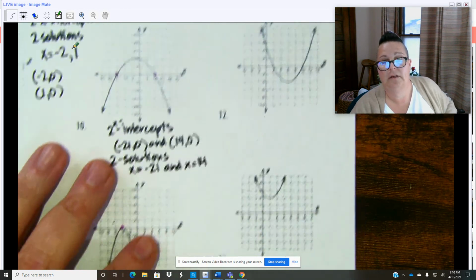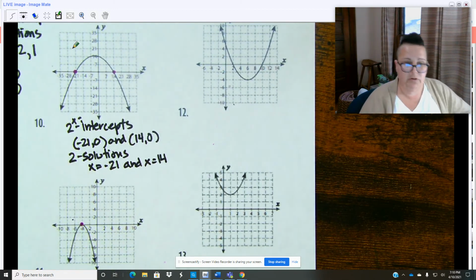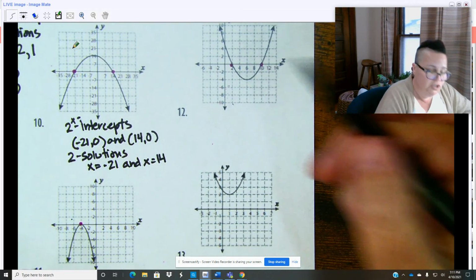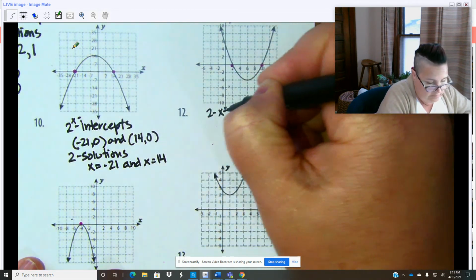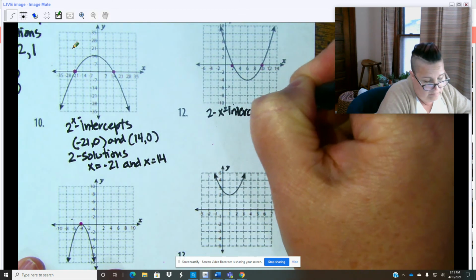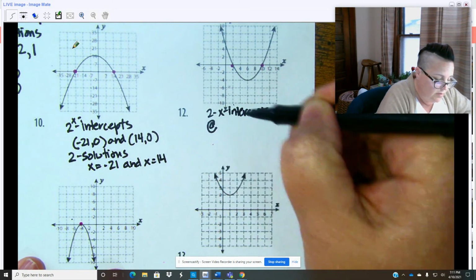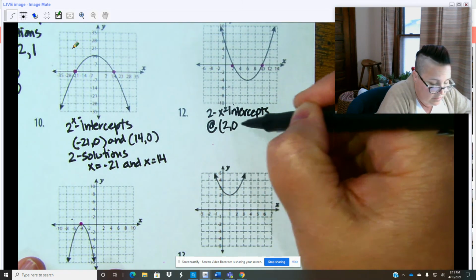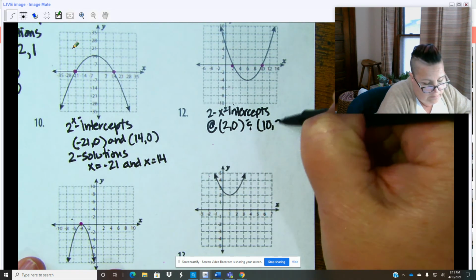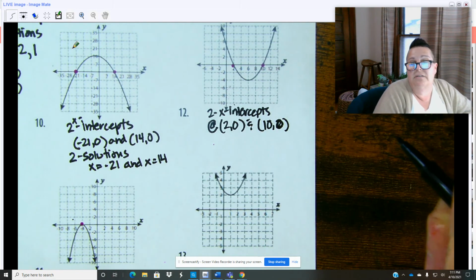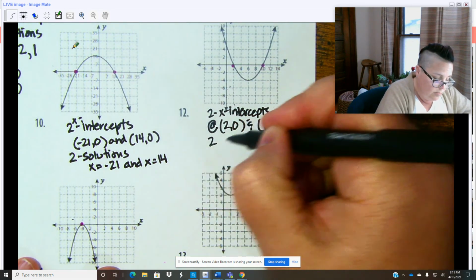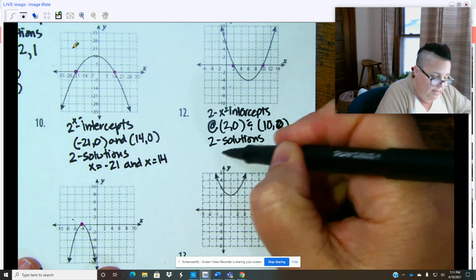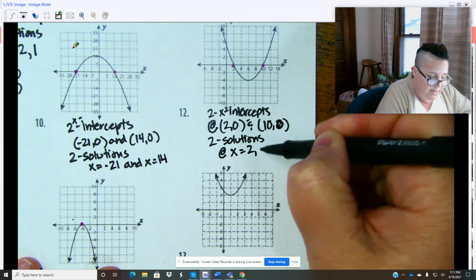Okay, let's look at two more. Problem number 12. This particular parabola opens up. We have 2 x-intercepts. Those 2 x-intercepts are at (2, 0) and (10, 0). This tells us that there are two solutions to this parabola. Those two solutions are at x equals 2 and x equals 10.